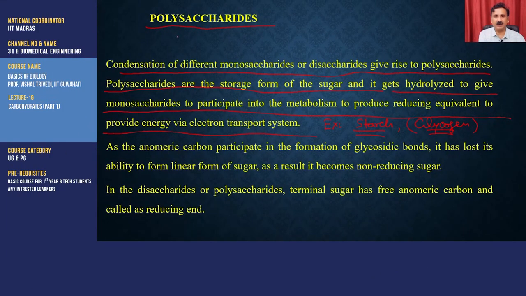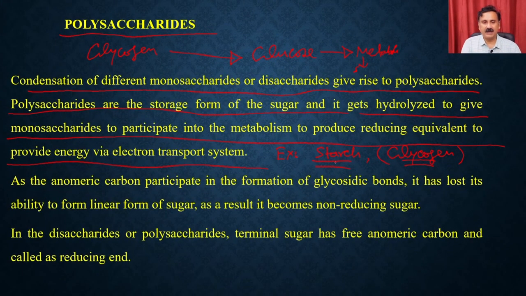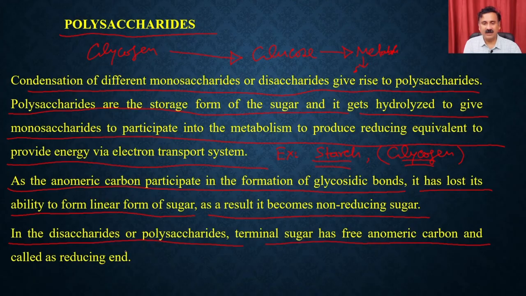Whenever there is a requirement for energy, glycogen is converted into glucose, and then the glucose goes into metabolism and produces energy. The same is true for starch. As the anomeric carbon participates in the formation of the glycosidic bond, it has lost its ability to form the linear form of the sugar. As a result, it becomes a non-reducing sugar. In disaccharides or polysaccharides, the terminal sugar has the free anomeric carbon and is called the reducing sugar.